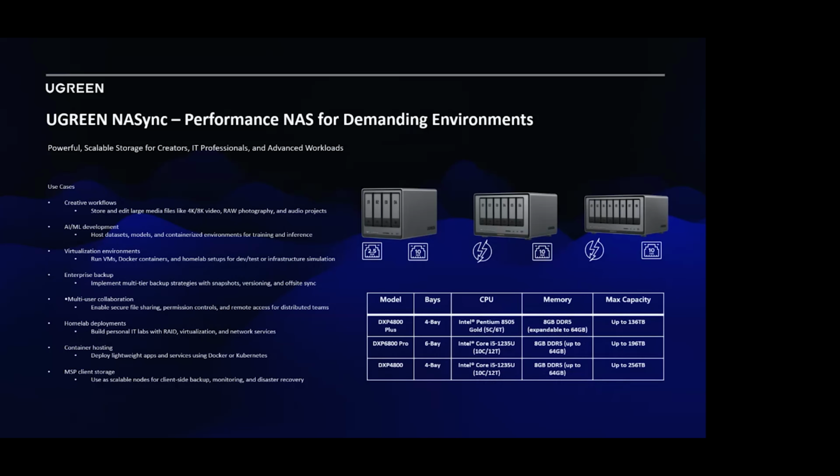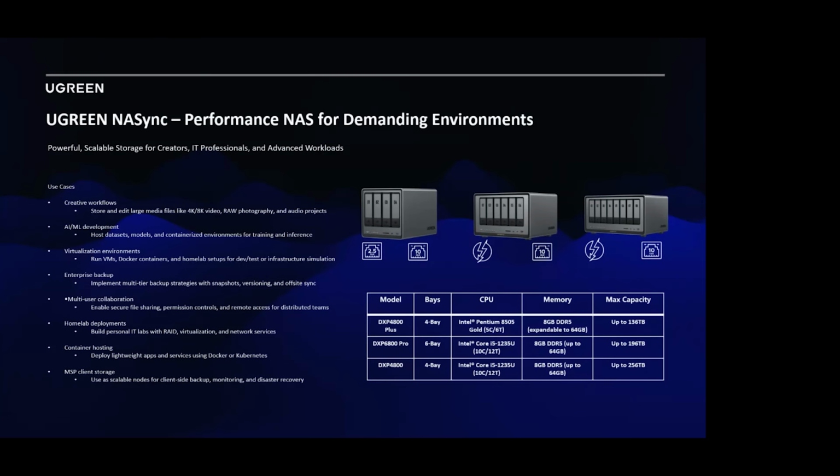Then we have our performance series devices for demanding environments. The DXP4800 Plus comes with an Intel Pentium, a 5-core 6-thread processor, and 8 gigs of DDR5 RAM. Then a 6-bay with an Intel i5 series processor, 10-core 12-thread, and the last one, I think I made a mistake, it's the 8800 Plus model, an 8-bay with an Intel i5 processor and 8 gigs of RAM. Those are our 3 performance devices, great for creatives, IT professionals, and advanced workflows.